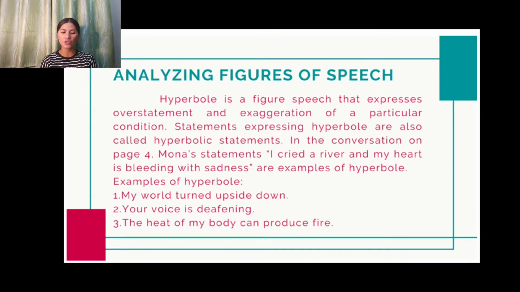Analyzing figures of speech, let's begin with hyperbole. Hyperbole is a figure of speech that expresses overstatement or exaggeration of a particular condition. Statements expressing hyperbole are also called hyperbolic statements. In the conversation on page 4 between Mona and Elsa, "I cried a river" and "my heart is bleeding with sadness" are examples of hyperbole.